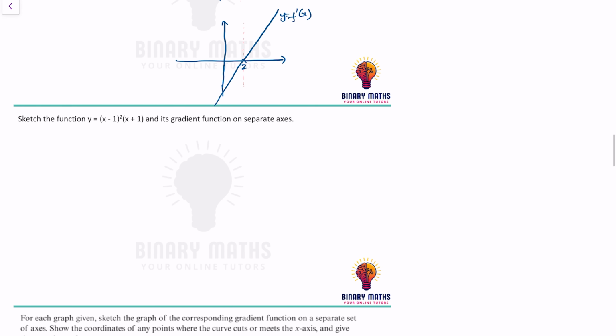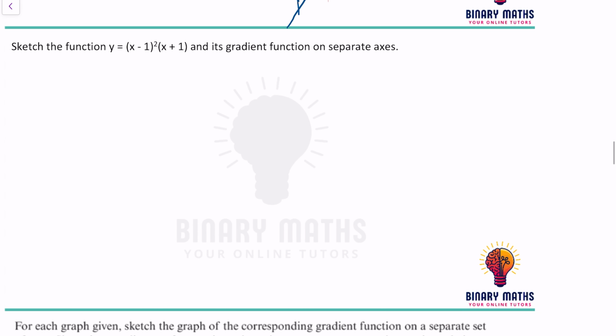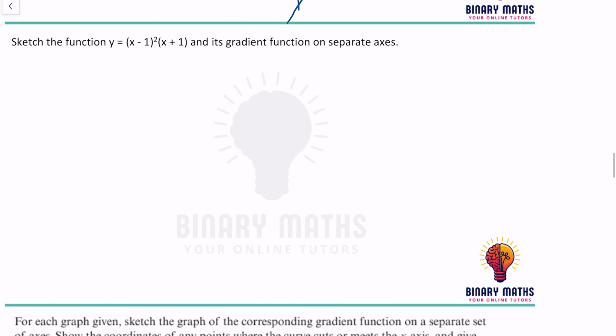Okay, let's do another example, another easy one. Sketch the function y equals (x minus 1) squared times (x plus 1) and its gradient function on separate axes. So again, this is a cubic, a positive cubic, with roots x equals -1, and x equals 1 is a double root.